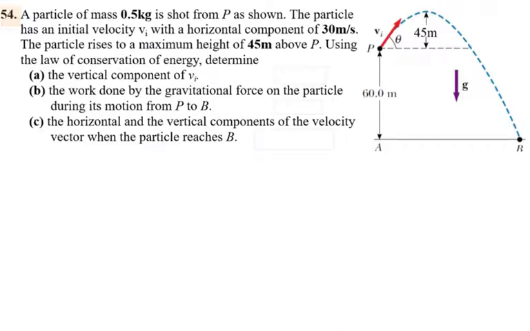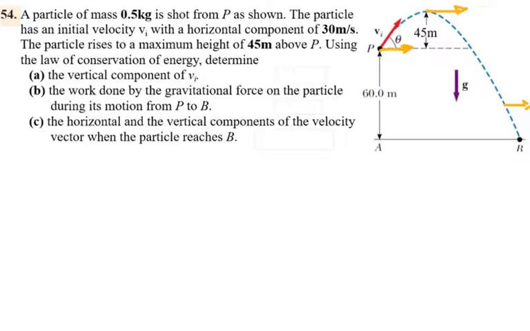So I know the horizontal component of the particle when it's shot is 30 meters per second. So that horizontal component does not change. It will stay all the way through, all the way till the end. I'm going to say this is like right before it hits the ground, so it stays the same 30 meters per second. The particle rises to a maximum height of 45 meters above point P.